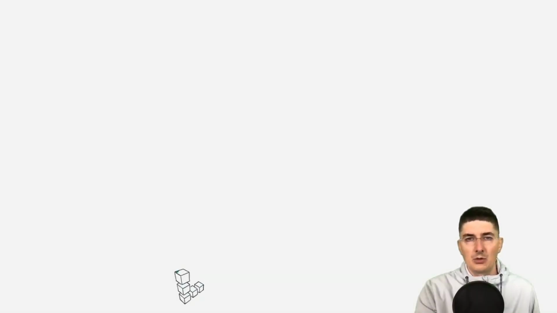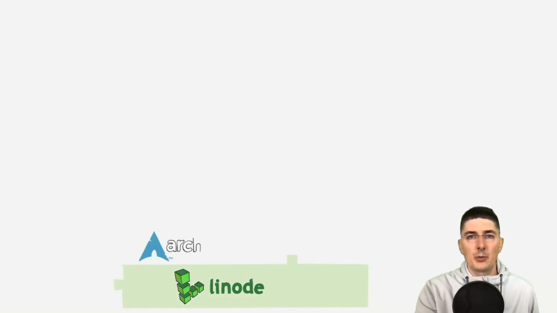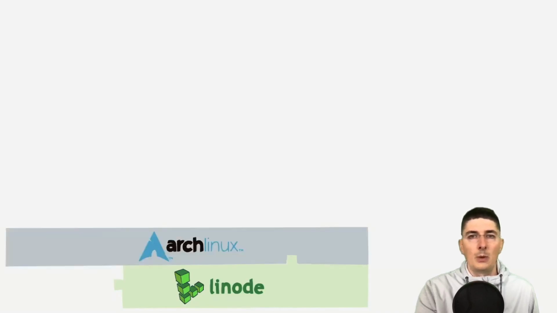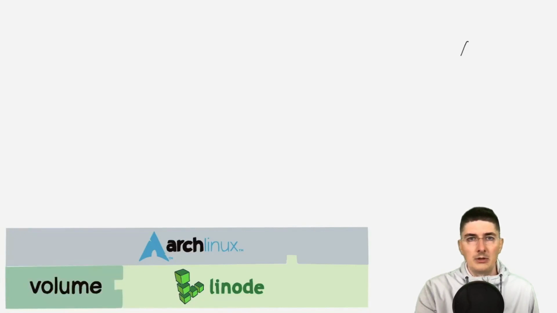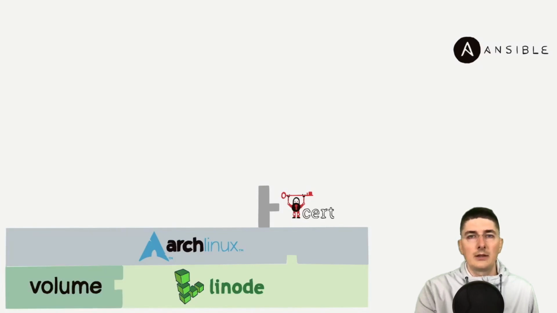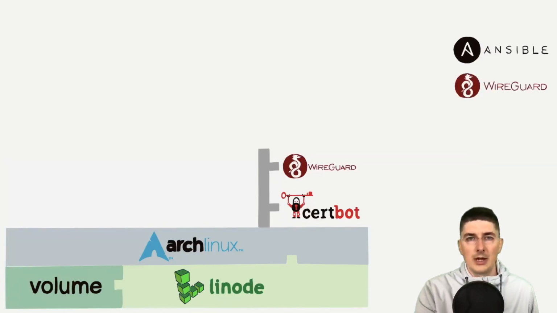After some initial configuration, we'll buy a VPS on Linode and choose Arch Linux for the host operating system. And then we'll attach a storage volume to it. We'll utilize Ansible to configure and secure the server. With the help of CertBot, I'll show you how to get a wildcard TLS certificate for your domain. We'll deploy a modern VPN solution, WireGuard, and we'll use that tunnel for even more secure access.